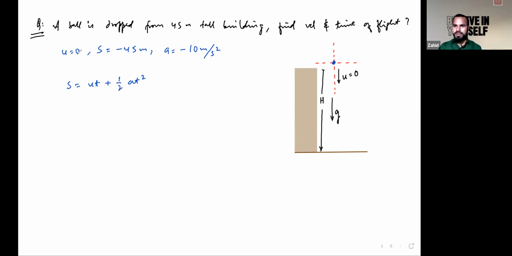Just use this equation, you will get the time of flight, and then put all the values in the first equation of motion, you will get the final velocity of hitting the ground.